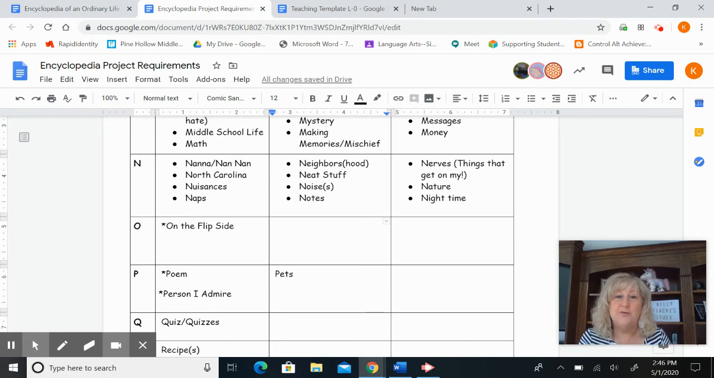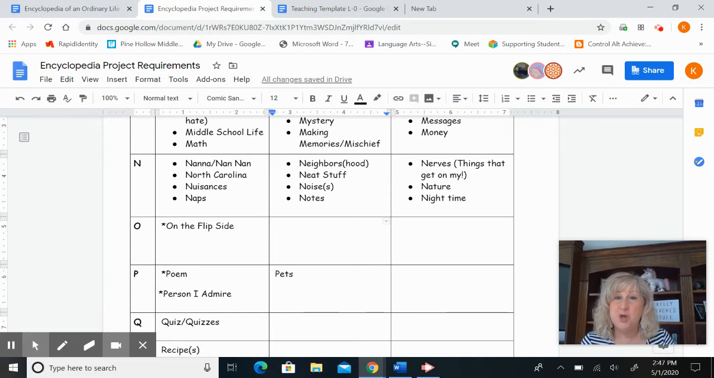Good noises or bad noises. You could talk about music. You could talk about how irritating it is when your dog is barking, when you're trying to talk or teach. Notes. Maybe you have some notes from a friend and you want to type those up, or notes that you wrote in a journal that you want to add here. You could write notes to yourself.